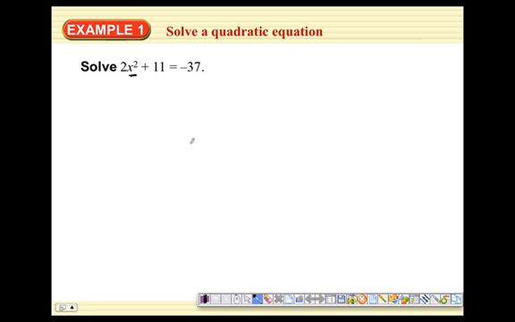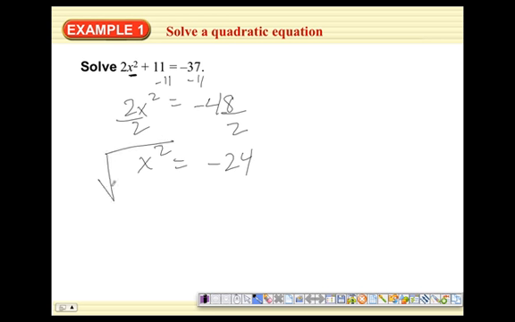I would just say let's get x by itself. So minus 11, minus 11. Do this with me. 2x squared equals negative 48. Next step, divide by 2. Divide by 2, divide by 2. x squared equals negative 24. Same step as before. How do you get rid of a square? You do the opposite. Square root, which means you have to square root this side. This becomes square root of x squared. x equals what? Plus or minus.